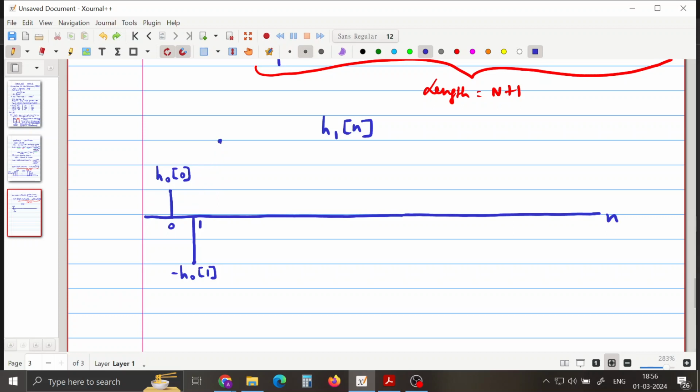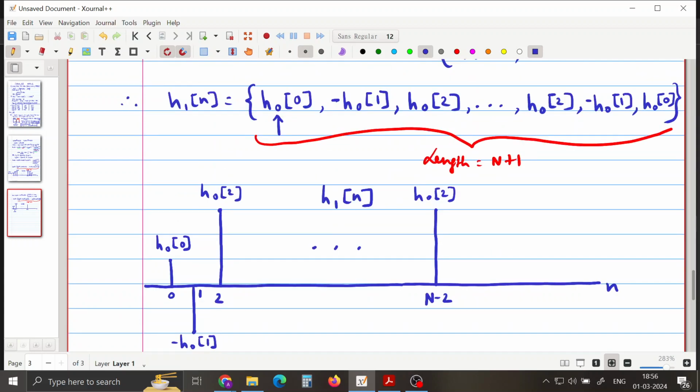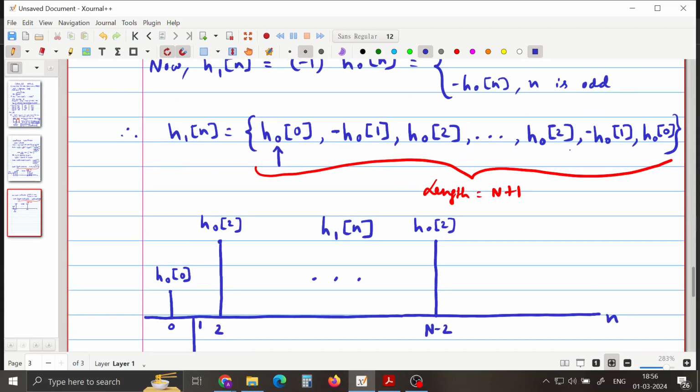Somewhere here. So this is at n equals 2, h naught of 2. And it continues all the way to index capital N minus 1. It still remains h naught of 2. Just look at the impulse response. We have written it here.